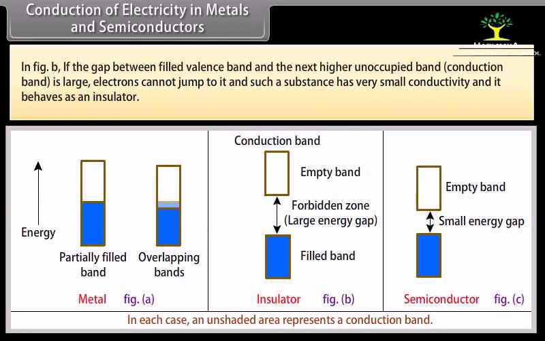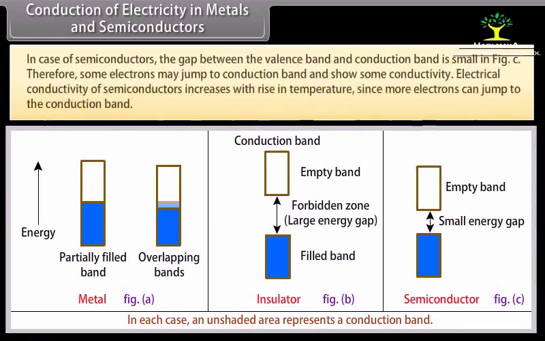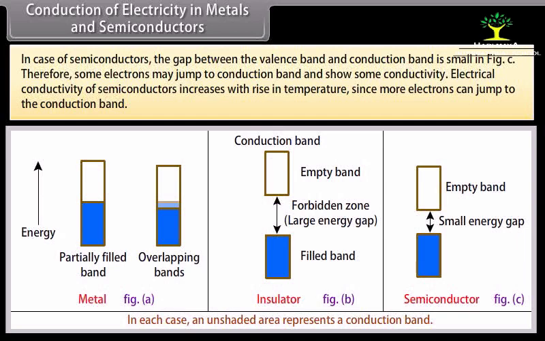In Figure B, if the gap between the filled valence band and the next higher unoccupied band, the conduction band, is large, electrons cannot jump to it and such a substance has very small conductivity and behaves as an insulator. In the case of semiconductors, the gap between the valence band and conduction band is small, as in Figure C, therefore some electrons may jump to the conduction band and show some conductivity. Electrical conductivity of semiconductors increases with rise in temperature since more electrons can jump to the conduction band.